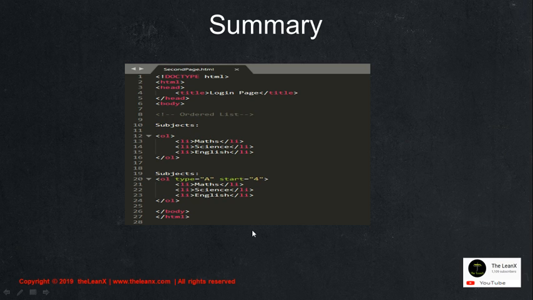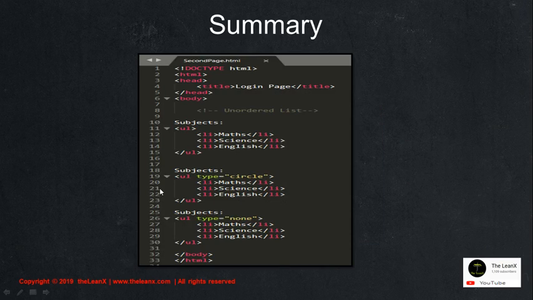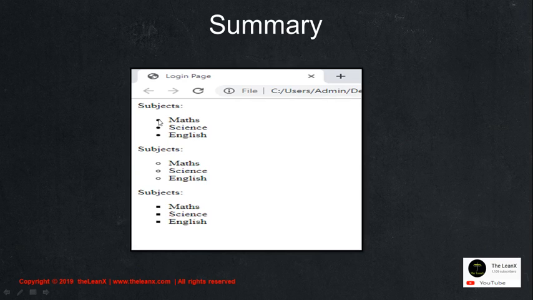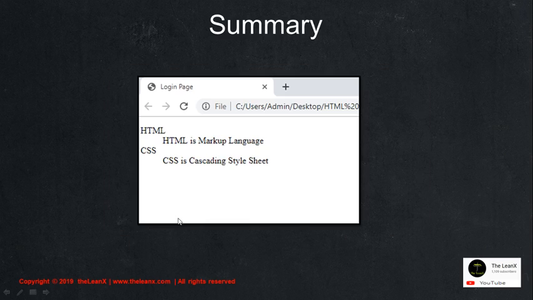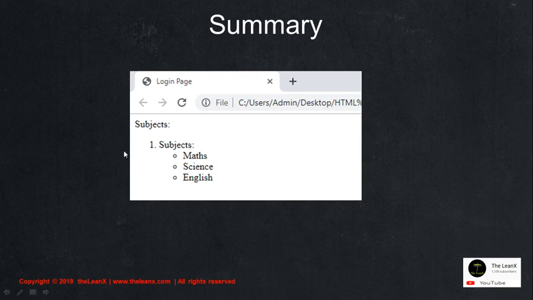Okay, then when we talk about the summary, we tried writing all these things: maths, science, English, and we have seen how the ordered one can work. And then if you want to start with D, and then we have also seen unordered one with a disk, with circle, with a square. And then we have seen the definition. HTML is a markup language, then CSS is a cascading style sheet. So we have covered all three types of list: ordered list, unordered list, and definition list. And at last, we have also seen how to make a nested list. So we have combined both ordered list and unordered list and created this particular thing.